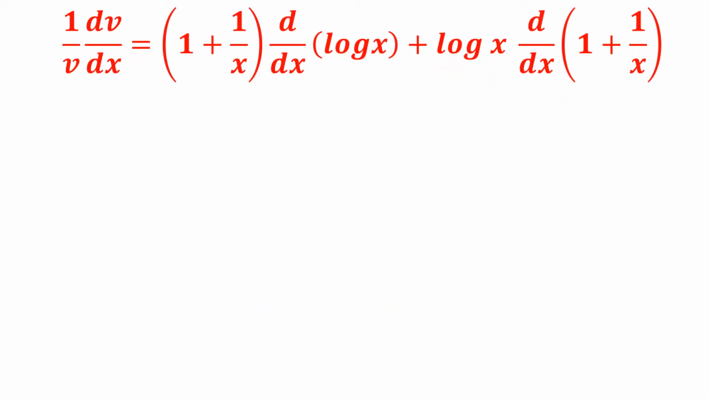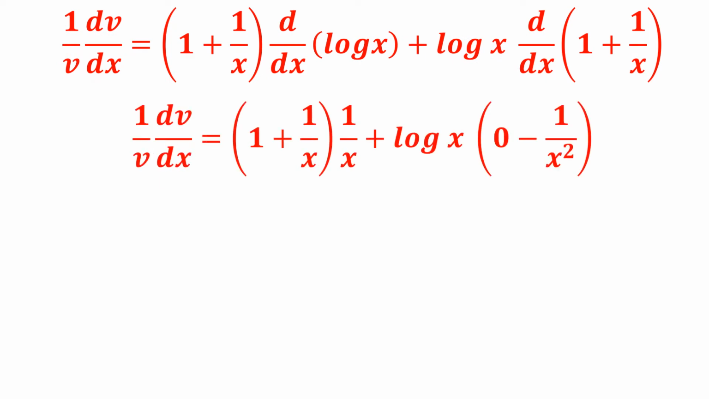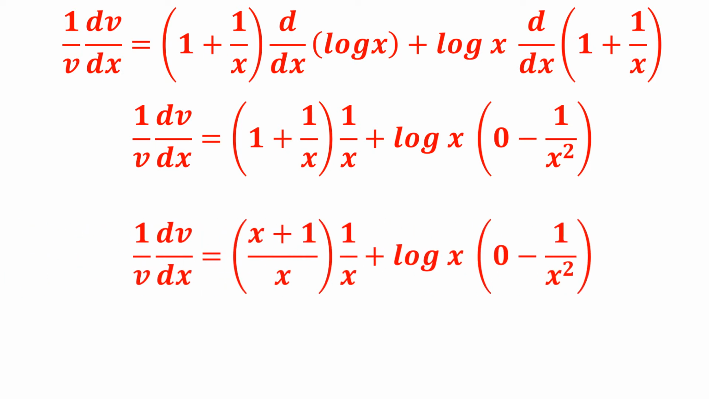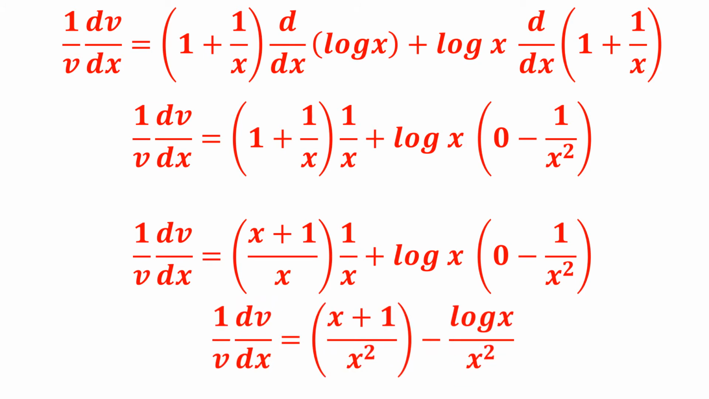This is the differentiation we have to make. D by dx of log x is 1 by x. Then d by dx of 1 plus 1 by x is 0. 1 is 0. Then 1 by x differentiation is minus 1 upon x square. Let us have some simplification. 1 plus 1 by x can be simplified as x plus 1 upon x. And this is 0 minus 1 by x square. Now the first term is x plus 1 by x square. The second term is log x upon x square minus.